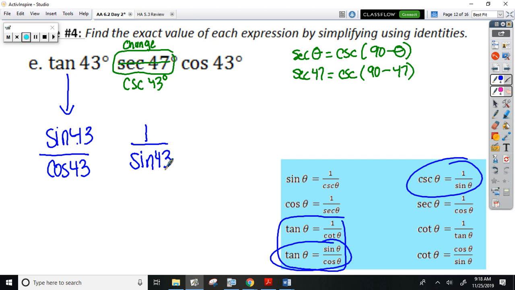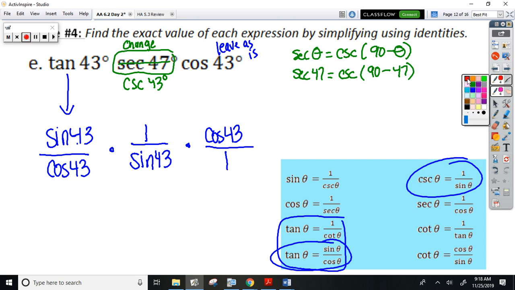Now you could change it to 1 over secant, but why? Because nothing has a secant in it. So I would leave this alone. And that's why some of this is going to be trial and error until you figure out, nothing cancels out, change it to something else. So I'm going to leave this cosine 43, but I'm going to put it over top of the 1 placeholder to make it a fraction. And now, since everything is being multiplied together, we can cross cancel. These would divide out, these would divide out, and we do get 1 over 1, which is 1.